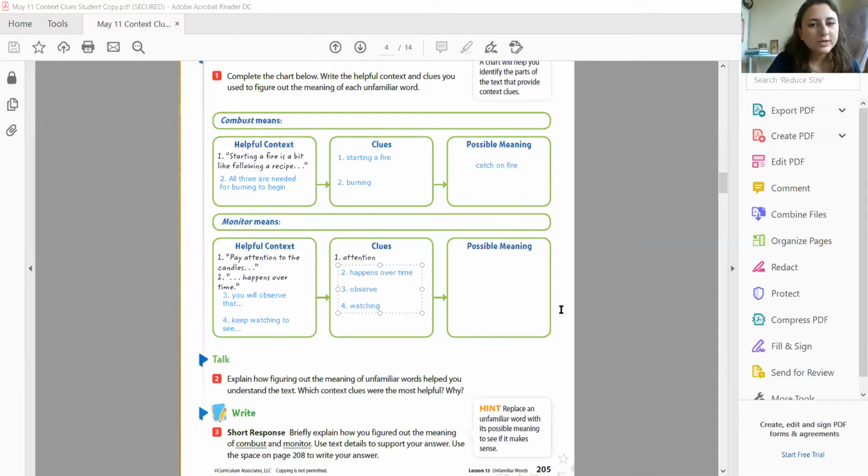Now I know what watching means. I know what observe means. So when you have to pay attention to something and observe what happens over time, well, I think the possible meaning of the word monitor is to kind of watch it, right? To kind of keep an eye on it. So I'm going to write that here. I think monitor means to watch or to keep an eye on something. And then I'll go ahead and write it up here as well. To watch or to keep an eye on.